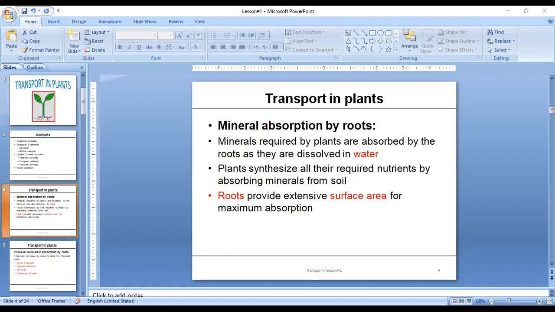Roots provide extensive surface area for maximum absorption. That is, roots are very thin and they are very widely distributed and they are useful for fixing the plant in the soil and for absorption of water.